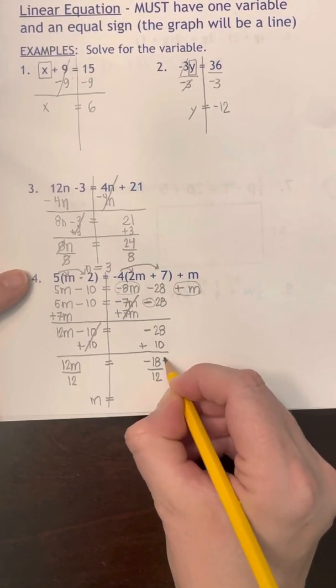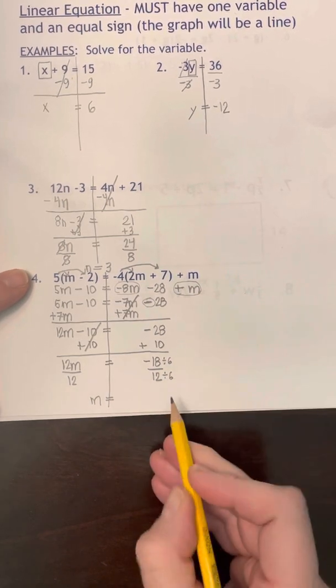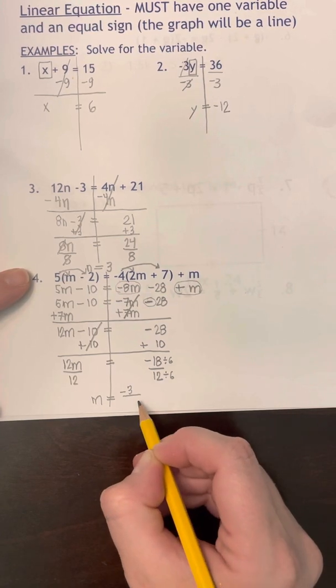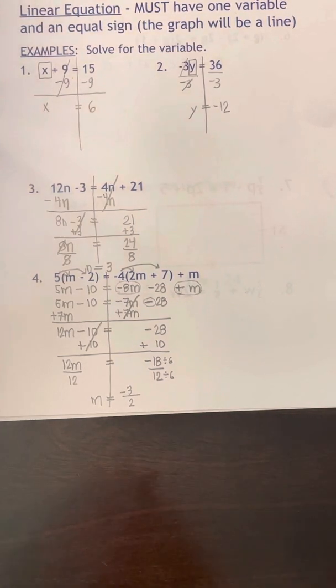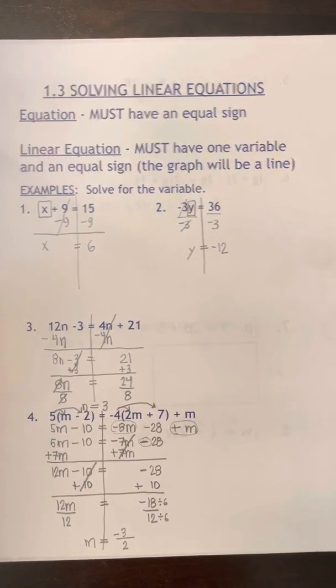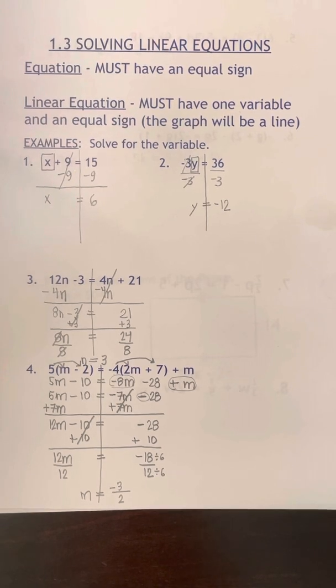I know that both of those numbers are divisible by 6. So negative 18 divided by 6 is negative 3, and 12 divided by 6 is 2. So my answer is m equals negative 3/2. If you changed it to a decimal, you would get negative 1.5, and both of those answers would be correct. So whichever one you prefer, fractions or decimals, is fine with me. So remember those steps. We're going to look for grouping symbols, and that usually means we're going to have to do the distributive property.